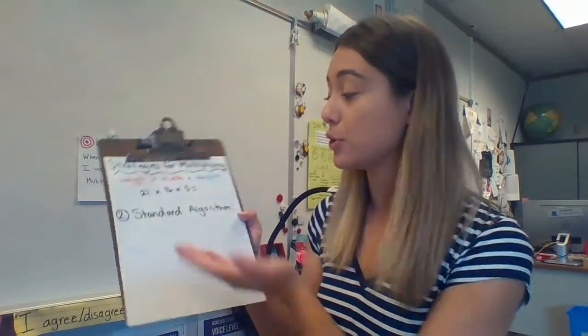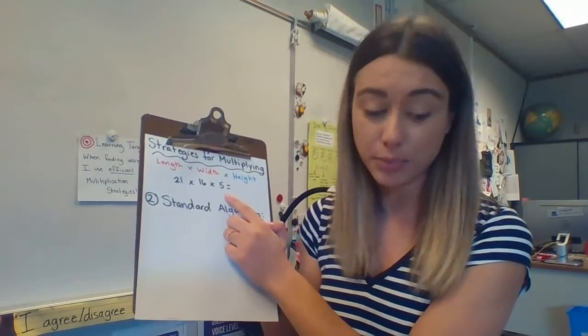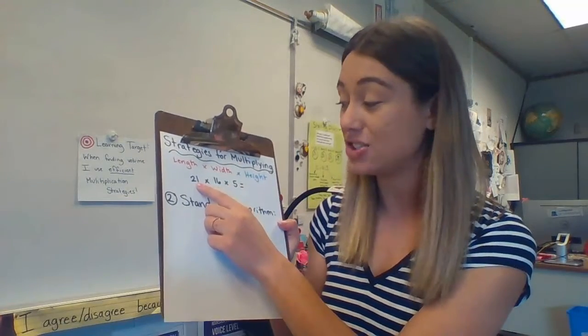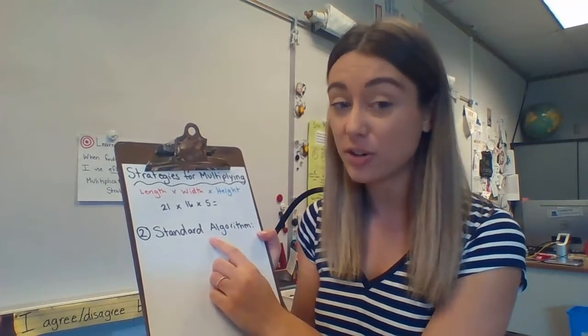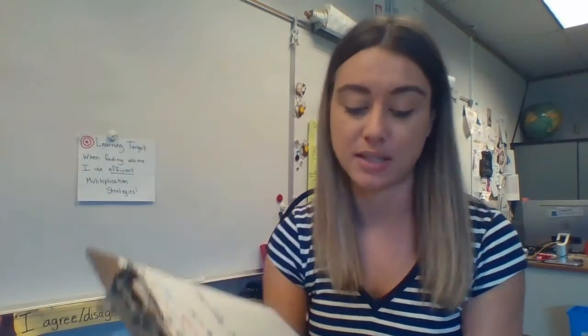I'm going to start, when I'm multiplying three numbers, I can start with any numbers, but to review 2-digit by 2-digit standard algorithm, we're going to start with 21 times 16.